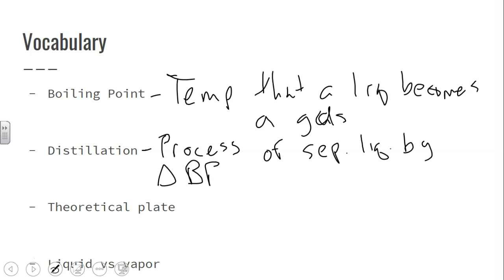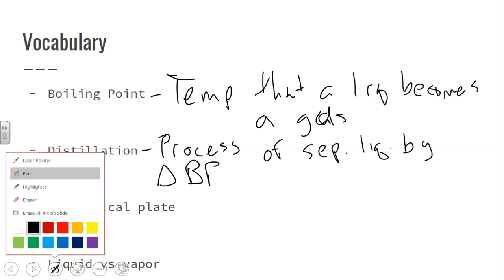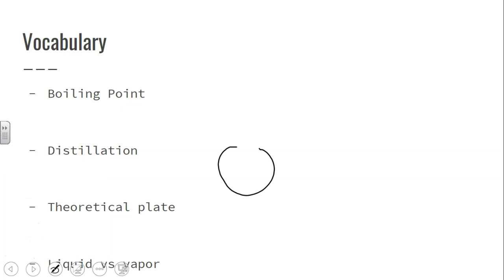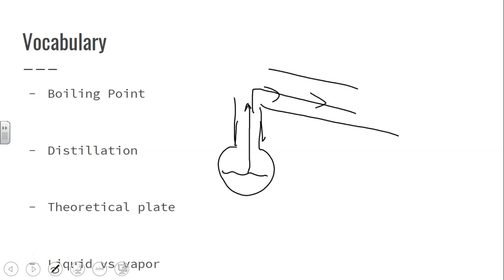Now this next term, theoretical plate, is interesting because in a distillation, what you do is you turn a liquid into a vapor, and then that vapor condenses back into a liquid. So if I draw some of this here, you have a round bottom flask, and then the liquid will turn into a vapor, and then it will move down a condenser. The condenser has water cooling, and then it'll fall into another smaller round bottom. So when the liquid turns into a vapor and back into a liquid, that is one theoretical plate.